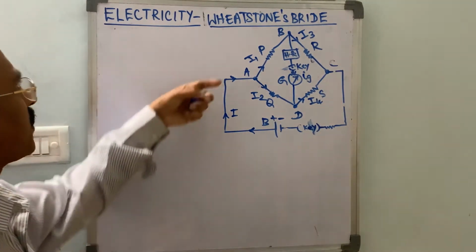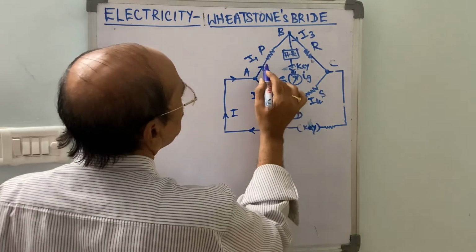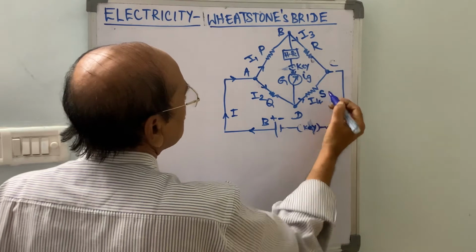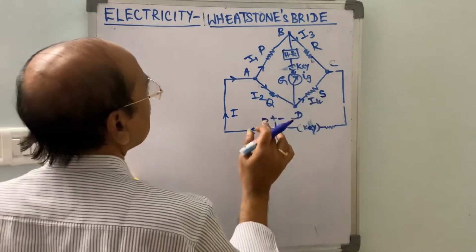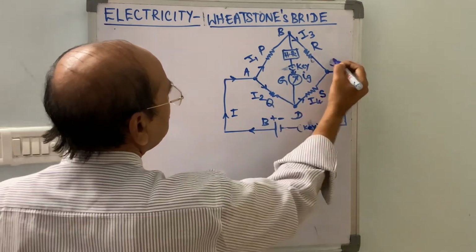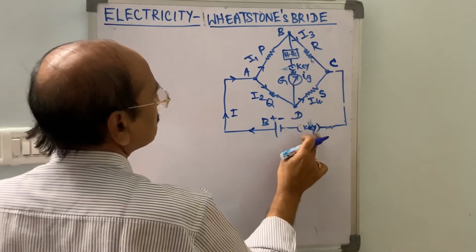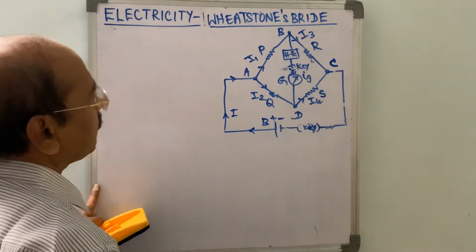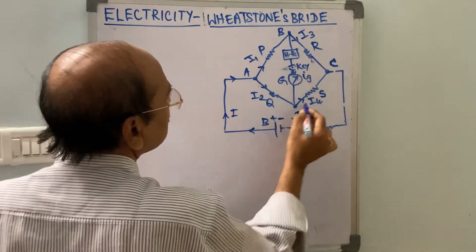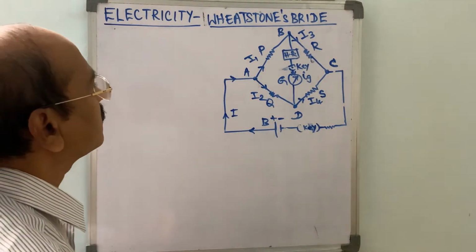So this circuit diagram is known as the Wheatstone bridge. In this Wheatstone bridge, there are 4 resistances P, Q, R and S arranged and connected like this, and they are connected to the battery between A and C. So this seems to be like a bridge. One path is ABC and another is ADC. So this is called the Wheatstone bridge circuit diagram.